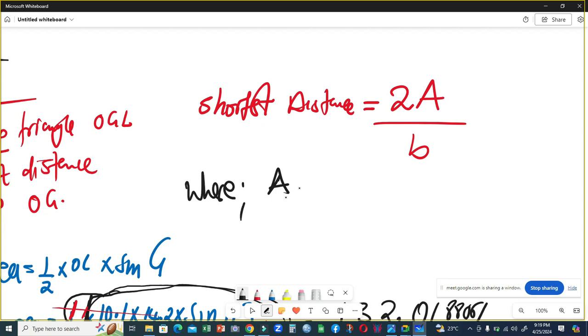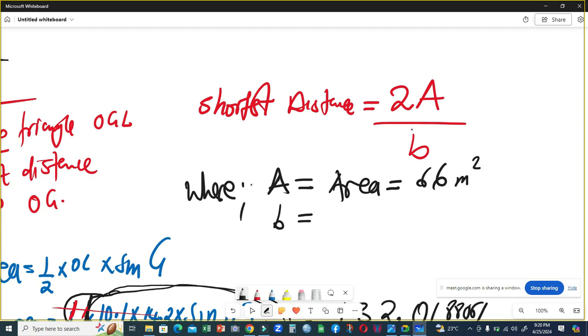A stands for the area. Remember, we have calculated the area already. The area that we have calculated, that's the value of A. So that means if your area is wrong, even your shortest distance will be wrong. B, let me go back. In fact, here I can even finish it. Because the value of the area we know, it is 66 meters squared.